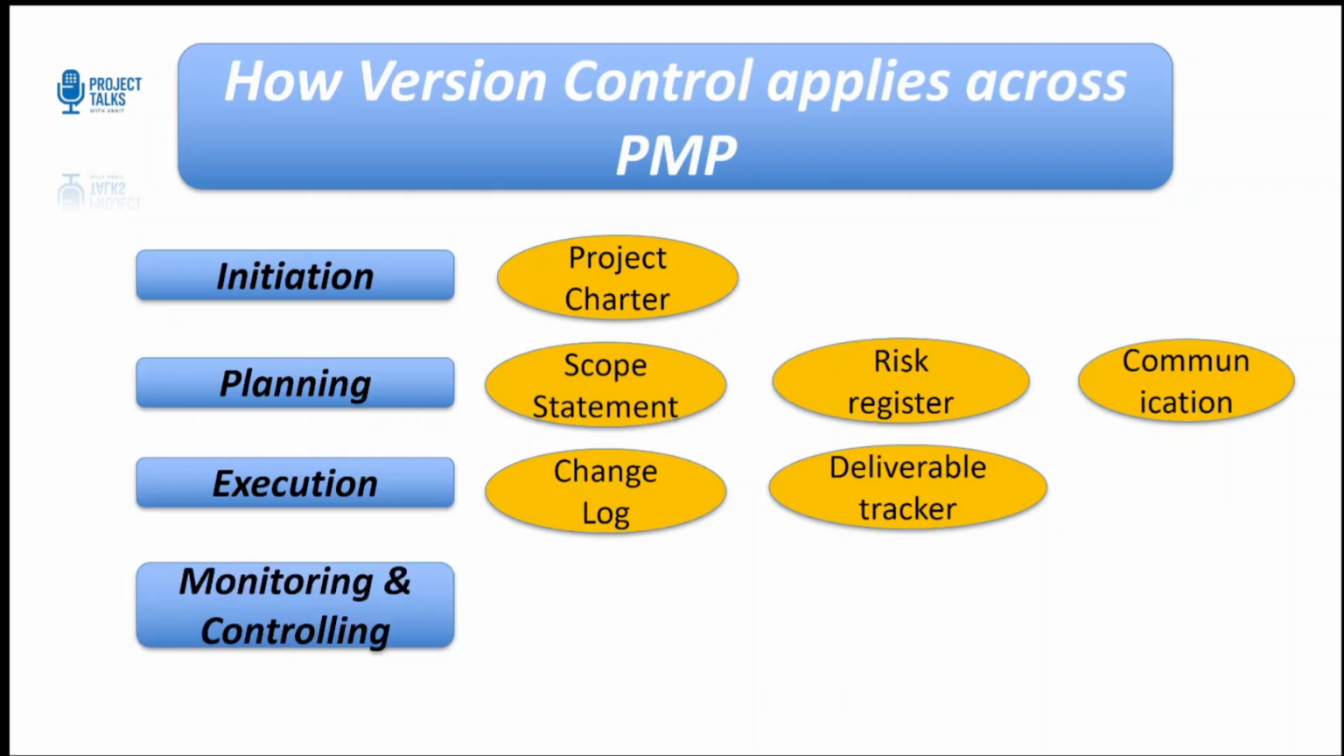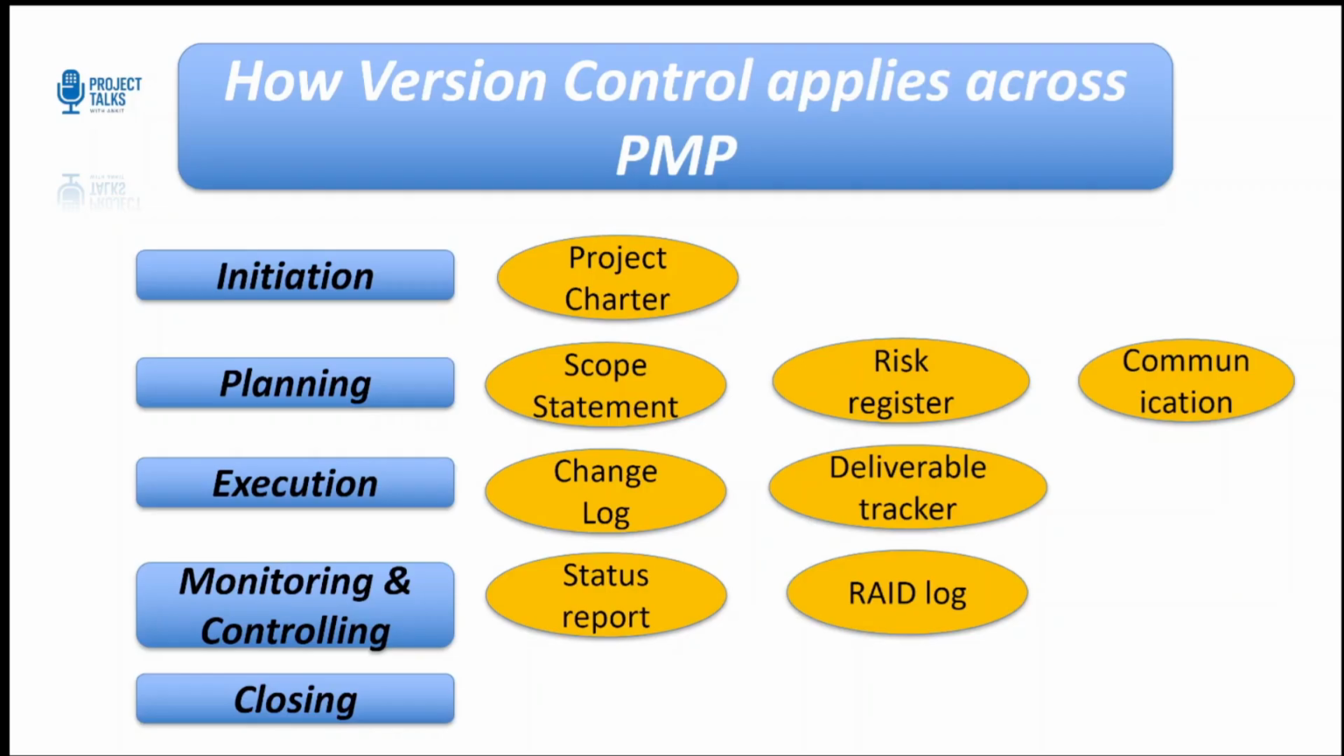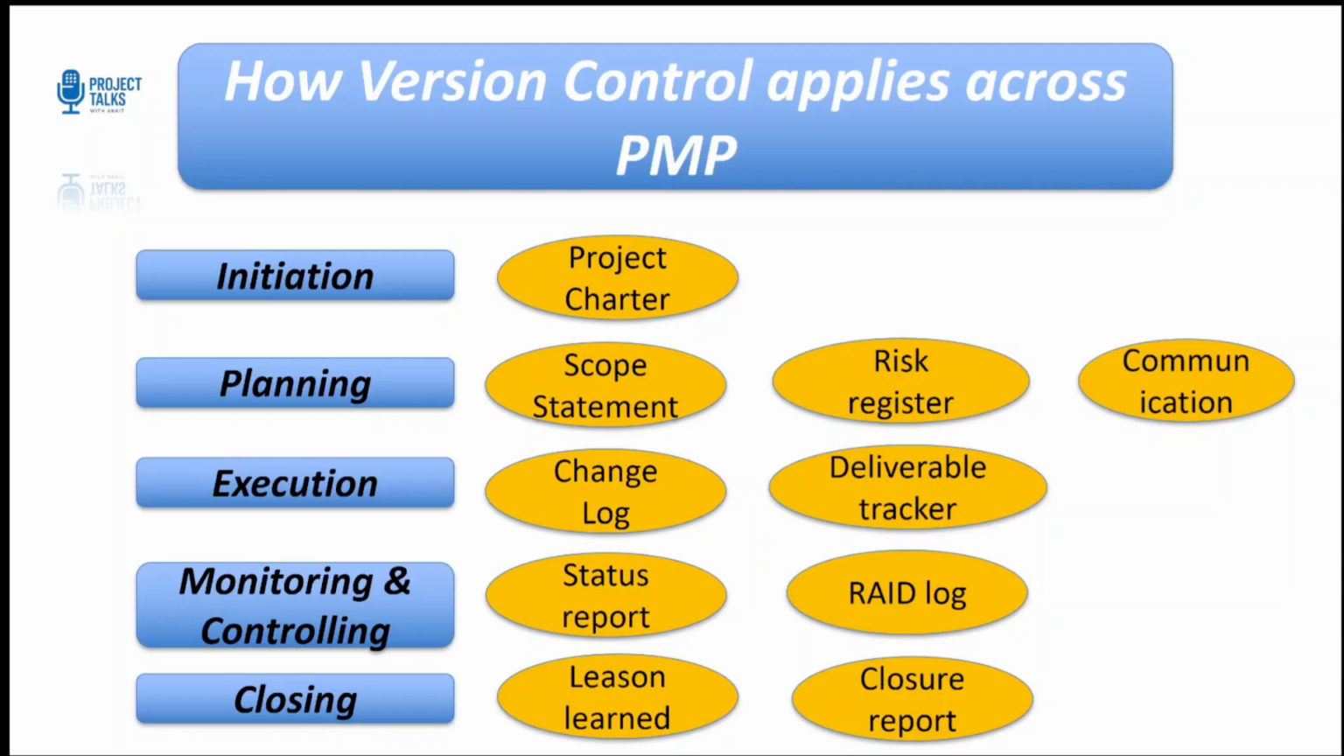In the monitoring and controlling phase, version control maintains consistency across status reports and RAID logs, so everyone works with accurate, up-to-date information. Finally, in the closing phase, it ensures that the lessons learned and closure report are properly versioned, capturing the final approved insights for future reference. Version control, therefore, provides the backbone of document integrity across every phase of project management.